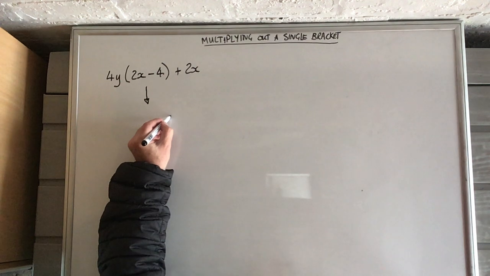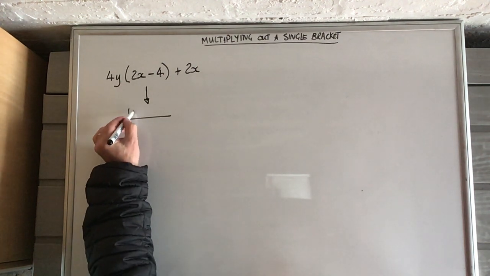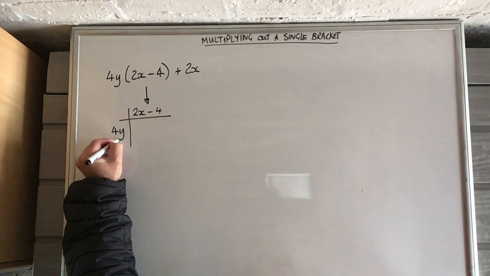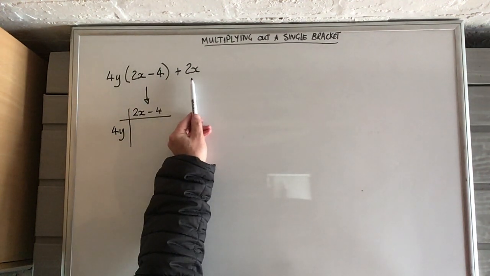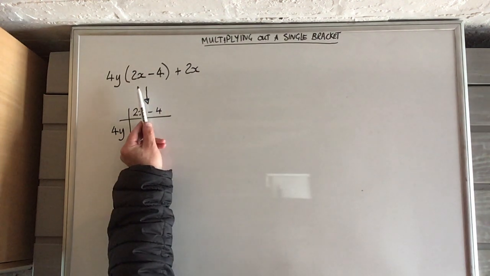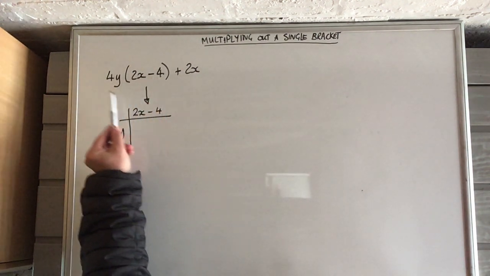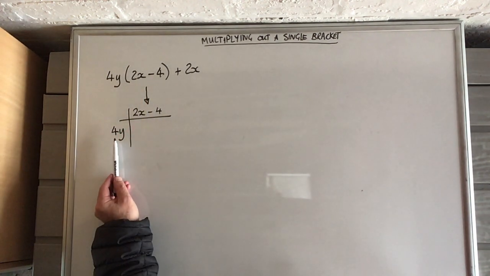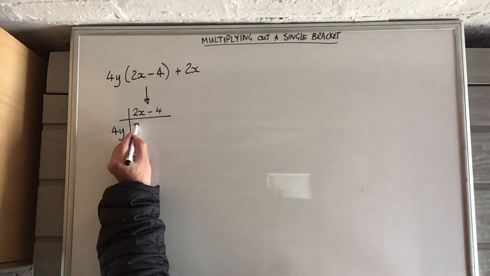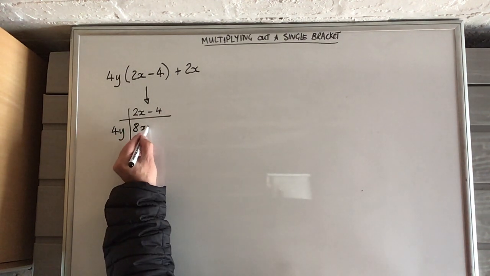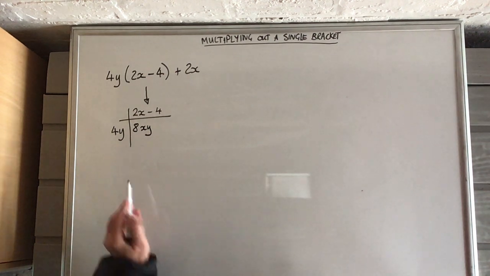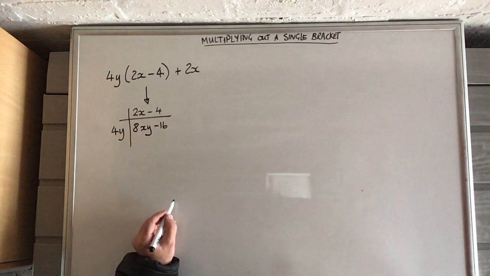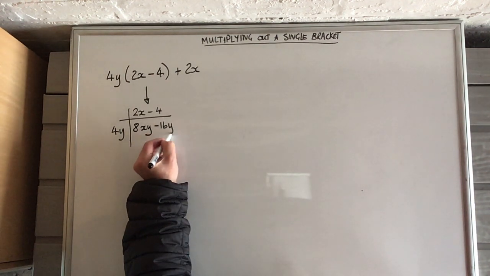So let's make our grid and work out the bracket. So the bracket goes along the top, outside the bracket goes down the side. Notice we don't do anything to do with the 2x just now. That has nothing to do with the bracket. So we work this bit out first, and then we tidy up at the end. So this one, multiply the numbers together, gives me 8. Multiply the letters together, gives me xy. And the second term, multiply the numbers together, that's negative 16. And we just have y times 1, which is just y.